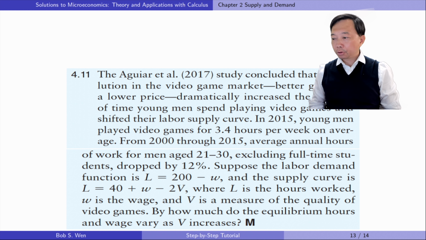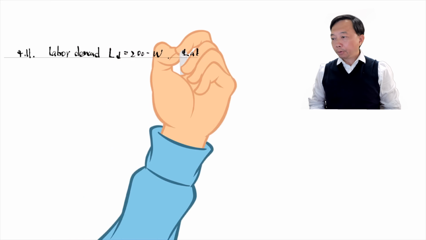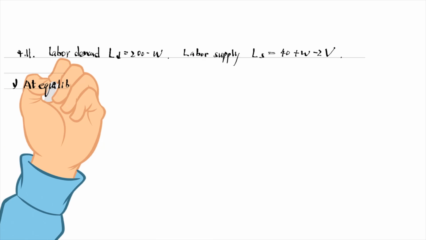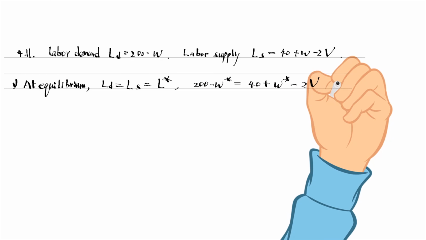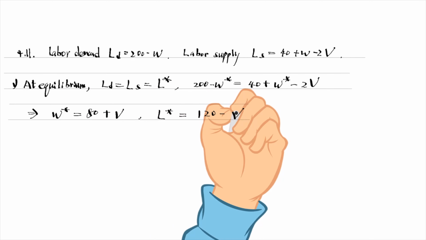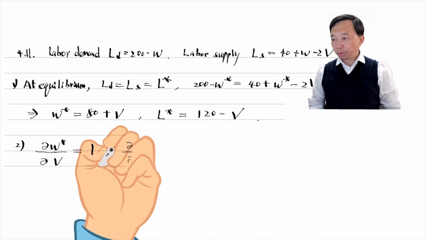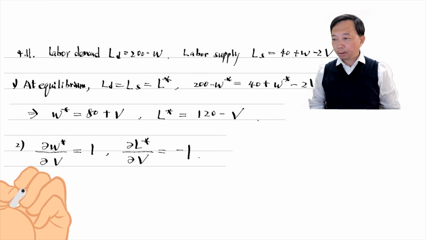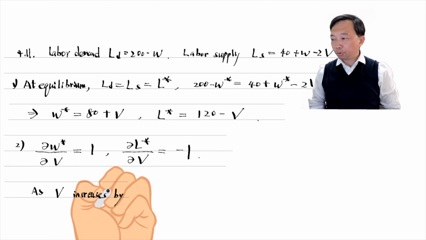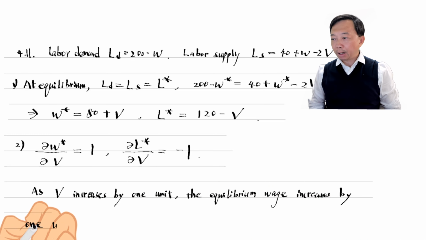Suppose the labor demand function is L equals 200 minus W and the supply curve is L equals 40 plus W minus 2 times V, where L is the hours worked, W is the wage, and V is a measure of the quality of video games. By how much do the equilibrium hours and wage vary as V increases? In the first step, we solve for the equilibrium hours and wage. In the second step, we take the derivative of the equilibrium hours and wage with respect to V. As V increases by 1 unit, the equilibrium wage increases by 1 unit, and the equilibrium hours of work decrease by 1 unit.